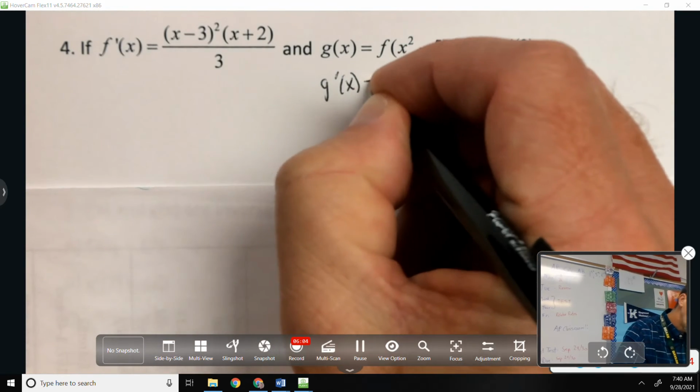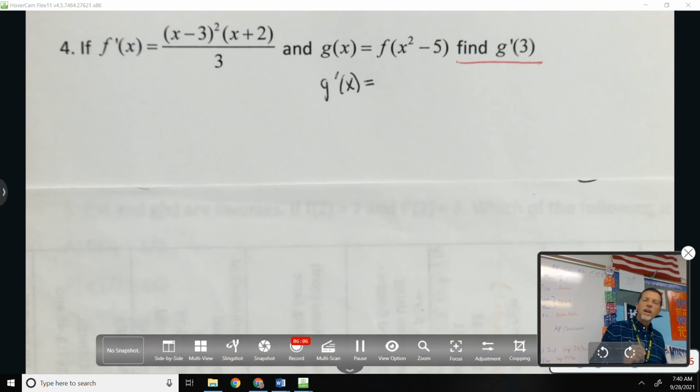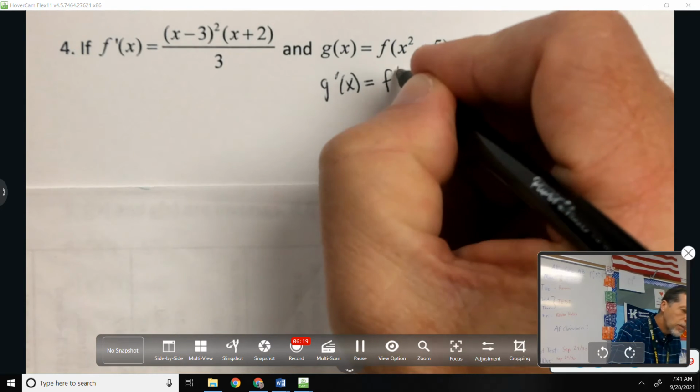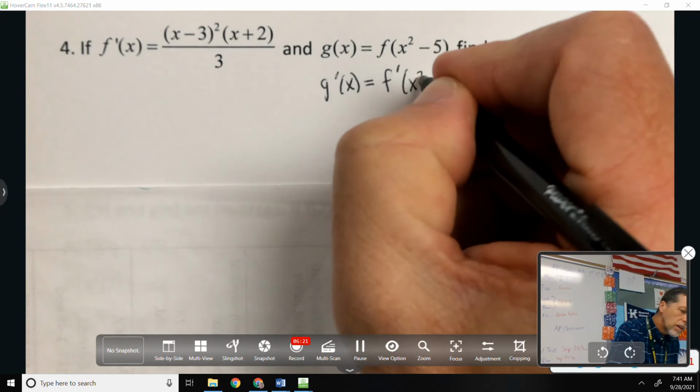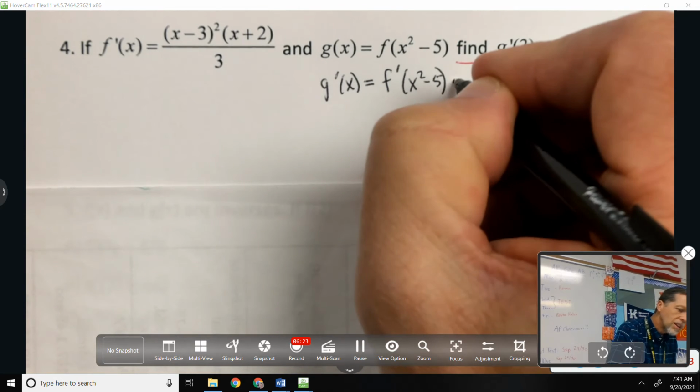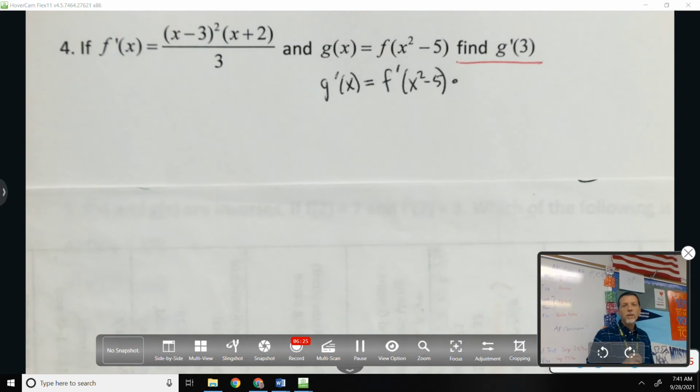So g prime then, how do I handle f of x squared minus 5? What kind of rule is that going to be? Chain rule. So the derivative of f is f prime. Leave the inside alone. Right, one layer at a time. But what's the chain rule piece of this? 2x.